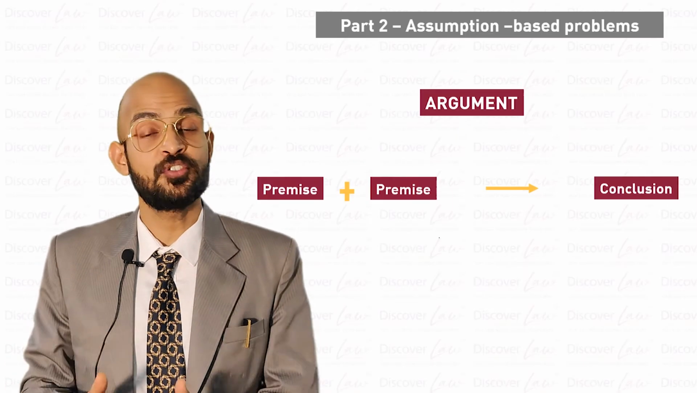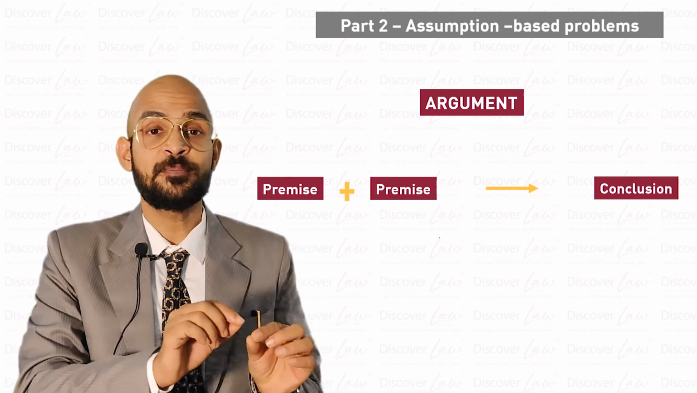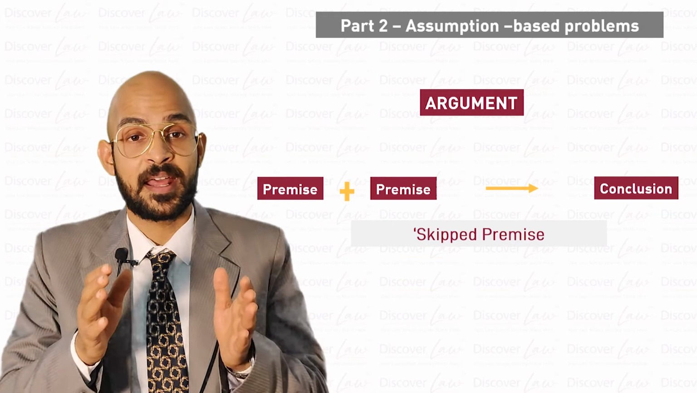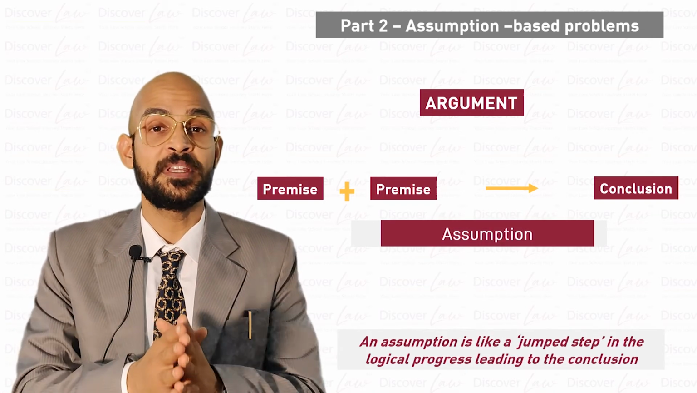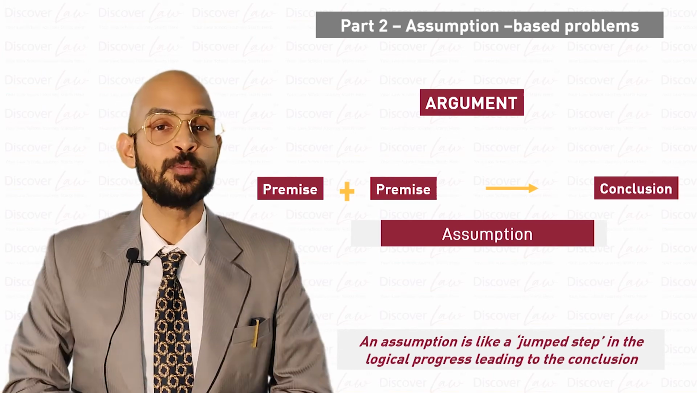What we'd learned essentially about assumption-based problems is that an assumption is basically a step that has been skipped. You can see that there's been a jump, and identifying that jump is the key to being able to identify the assumptions. Let us clarify this concept a little more by looking at a few more problems.